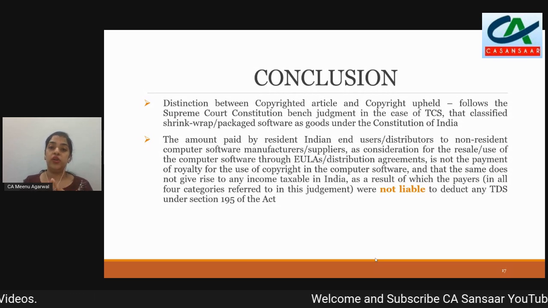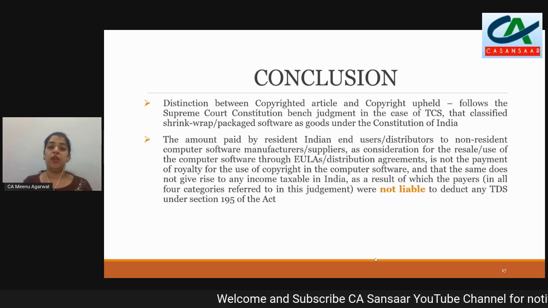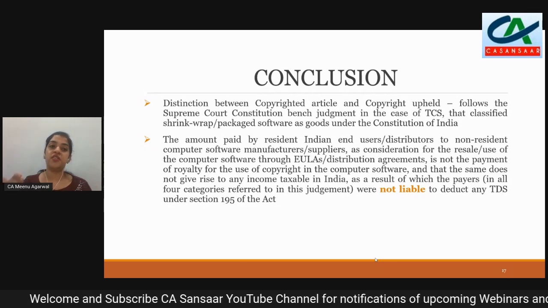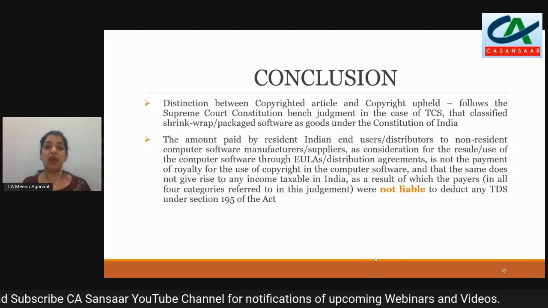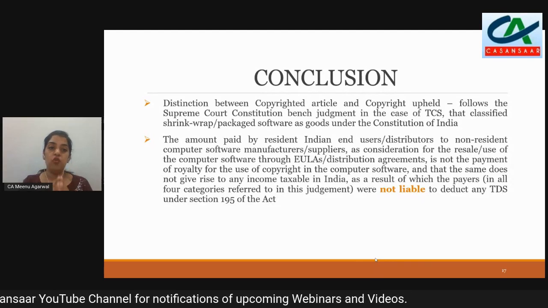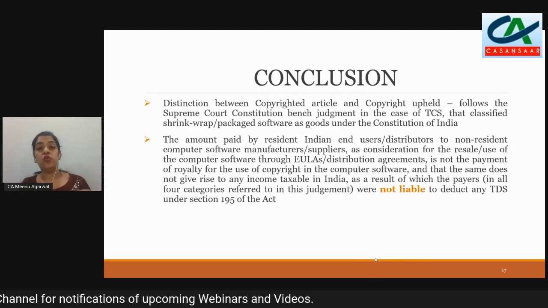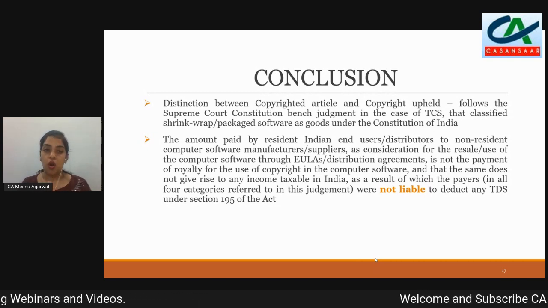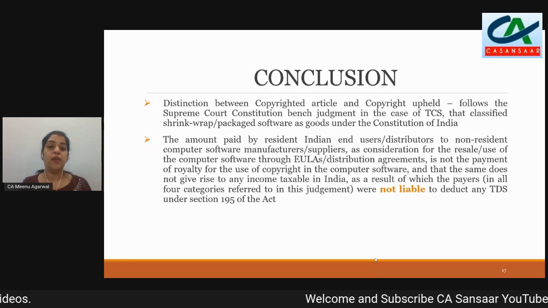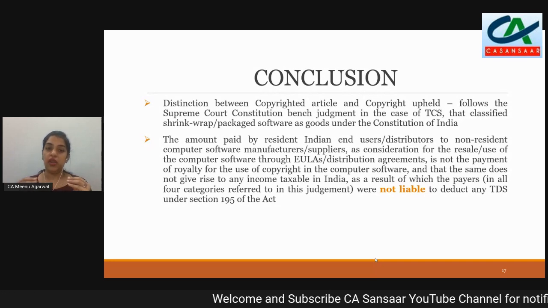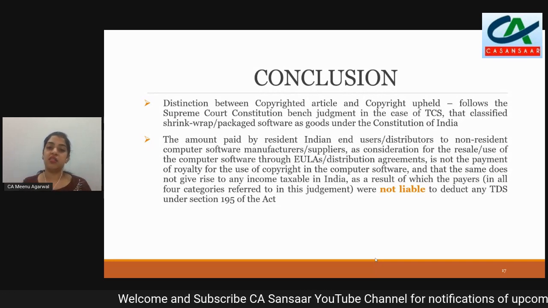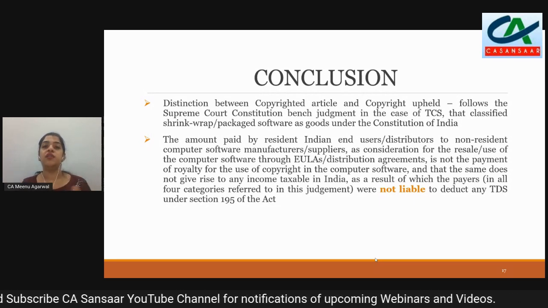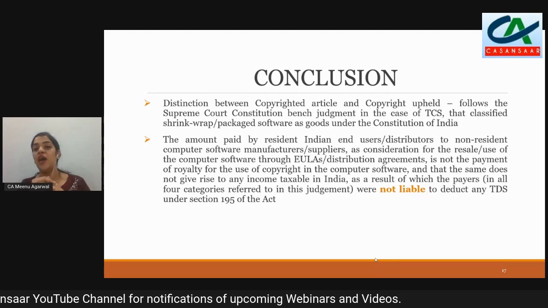So to conclude, any payment made by the resident Indian end user or distributor to the non-resident manufacturer or supplier for the use of the computer software through the end user license agreement or distribution agreement is not payment of royalty. The same does not give rise to income taxable in India, as a result of which TDS was not liable to be deducted under Section 195 of the Act.